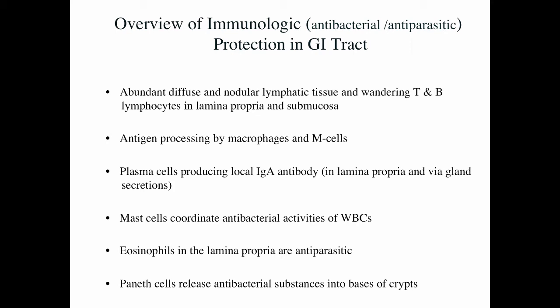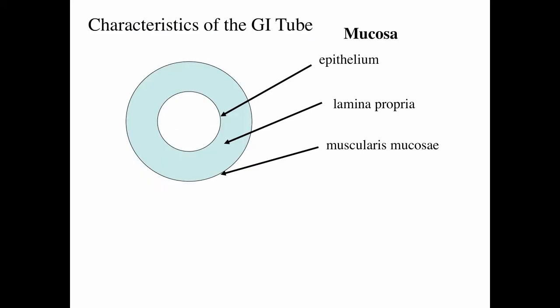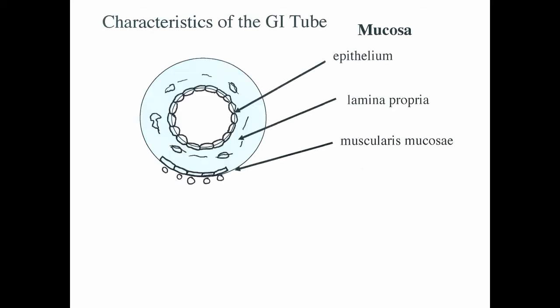Mast cells, which are connective tissue cells in the lamina propria and in the submucosa, can coordinate antibacterial activities of various white blood cells. Eosinophils within the lamina propria particularly are antiparasitic, and Paneth cells, which are part of the mucosal cells in the GI tract, can release antibacterial substances into the bases of the crypts in the GI tract, and we'll show you this in a little more detail later. The GI tube, to start with, consists of a mucosa, which has three components: an epithelium, a lamina propria, and a muscularis mucosae.